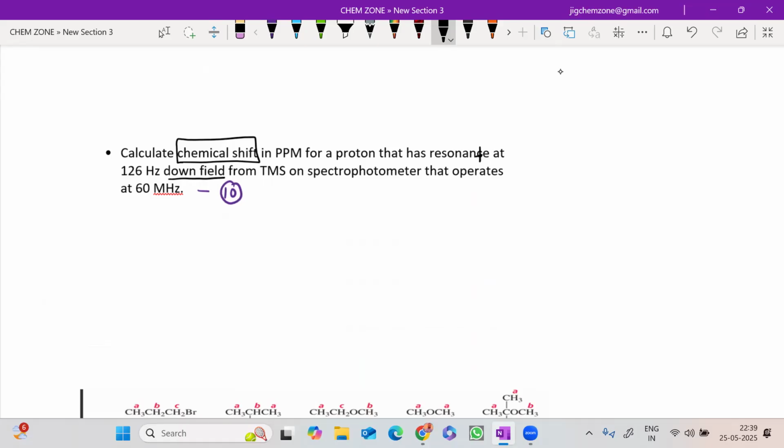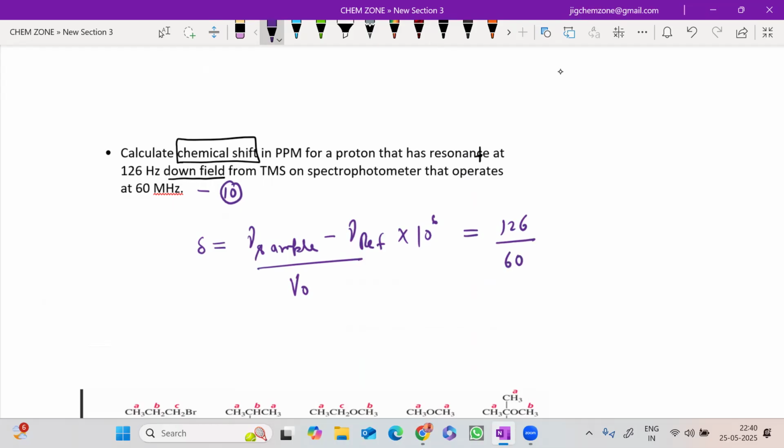Okay, otherwise the numerical is too short. It's only a one step process. Now you know the formula. Delta in ppm is the shift of the sample from the reference, divided by operating frequency, into 10 to the power 6. Now the sample absorbs at 126 hertz while operating frequency is 60 into 10 to the power 6 hertz. It is approximately 2.1 ppm.